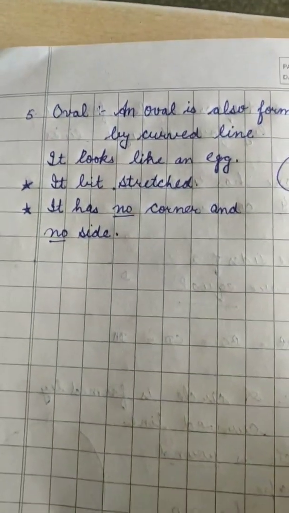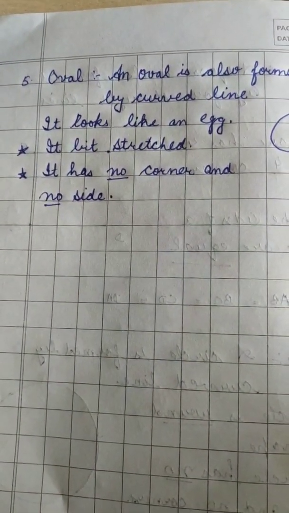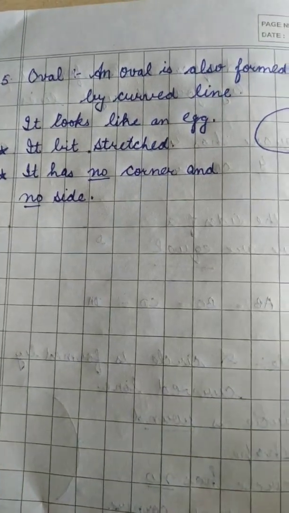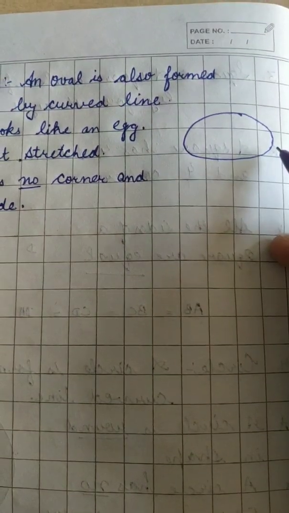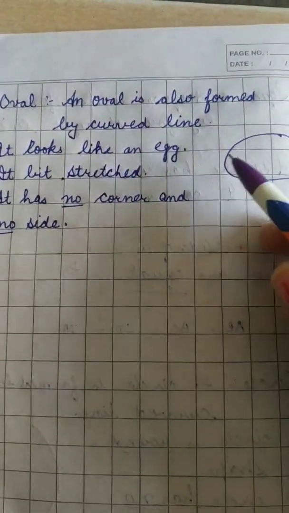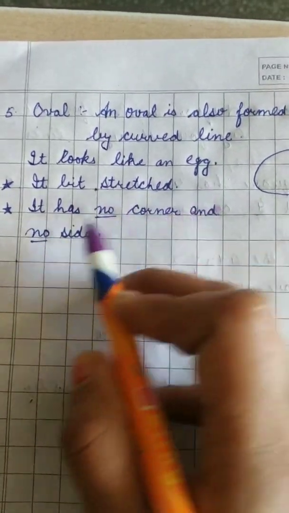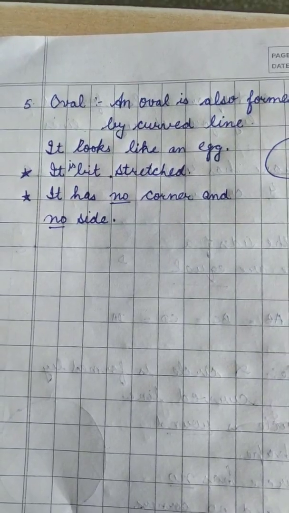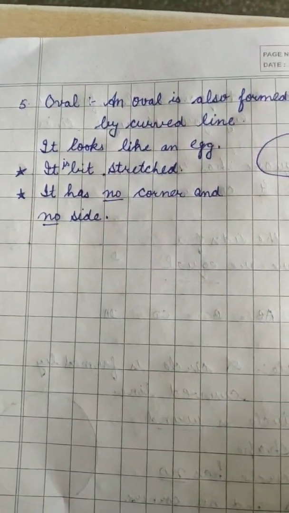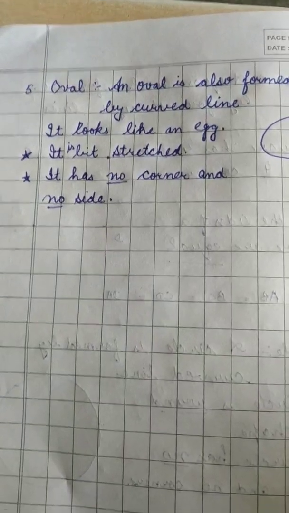Fifth one is the oval. See children, an oval also is like a circle only, but it is stretched. See, it is not a circle, it is a stretched circle we can say. An oval is formed by curved line. It looks like an egg. It is a bit stretched. It has no corners and no side. No corner and no side.